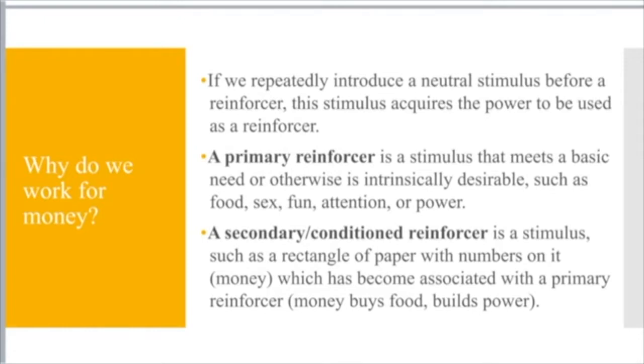So all of these are going to be basic needs or intrinsically desirable things. A secondary or conditioned reinforcer is a stimulus such as a rectangular piece of paper with numbers on it, which has become associated with a primary reinforcer, right?